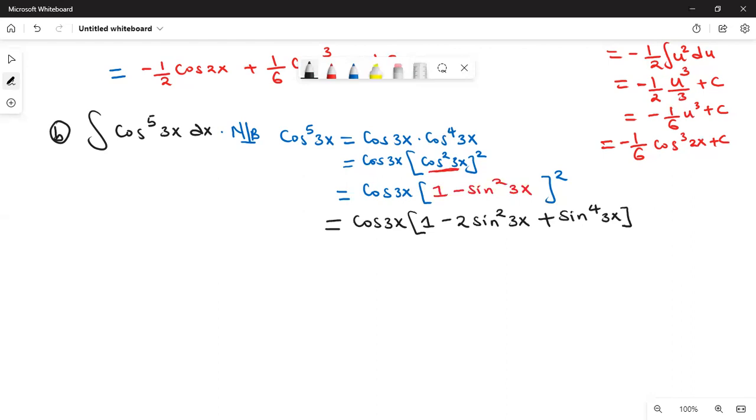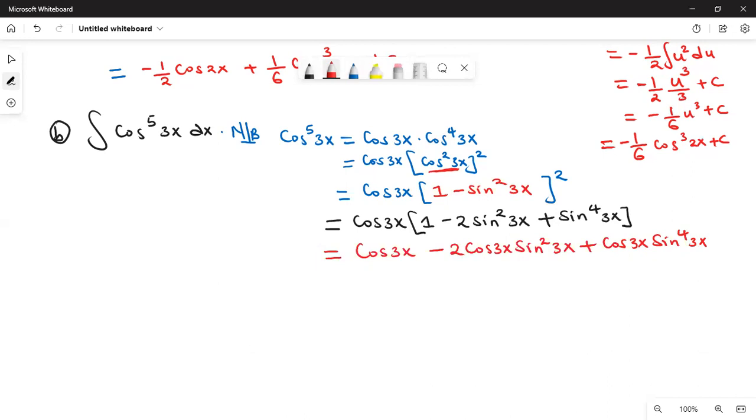And then now open the bracket completely. When you open the bracket, you're going to get this. It is equal to cosine of 3x minus 2 cosine of 3x times sine squared of 3x, then plus cosine of 3x times sine raised to 4 of 3x. So it is now easy to integrate this. Let me show you how to go about it.